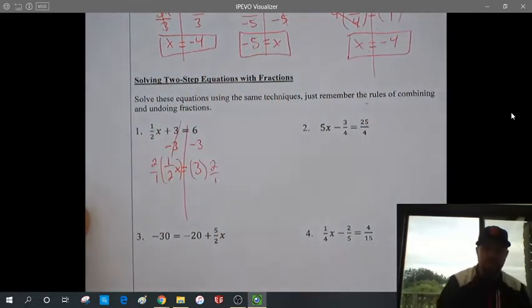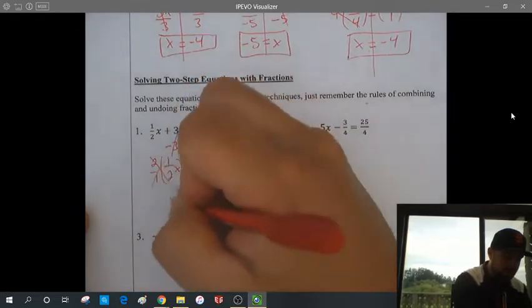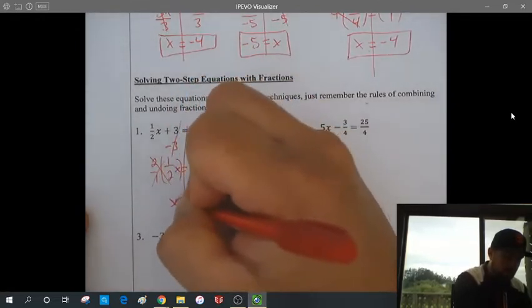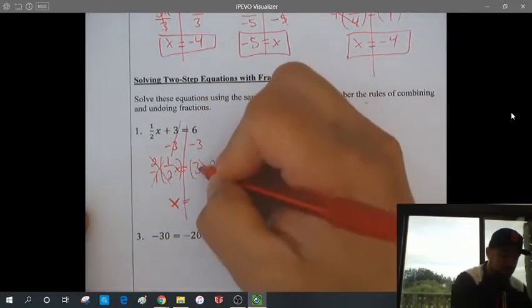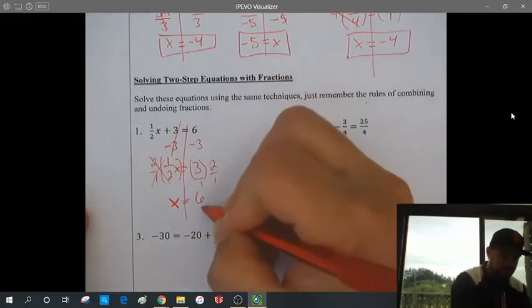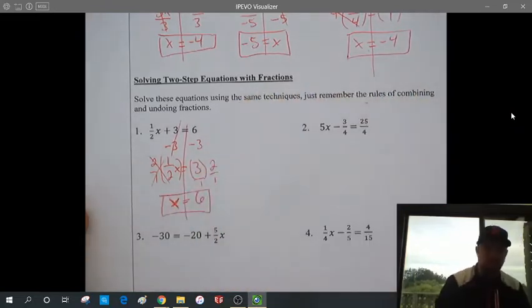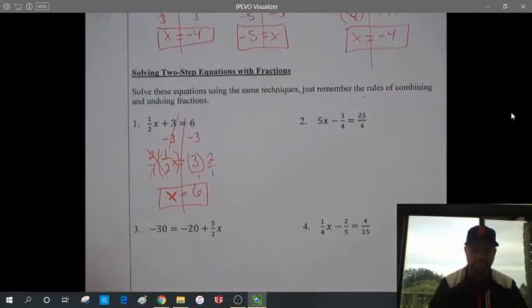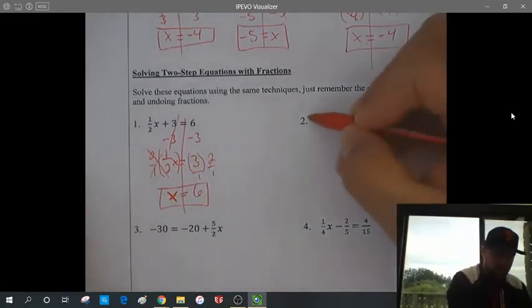But 2/1 is the same thing as just 2, so here where it cancels out, we get x by itself, and over here, 3 times 2 is just going to make 6 over 1 times 1, but that's just going to be 6/1, or that's the same thing as just 6. Okay.